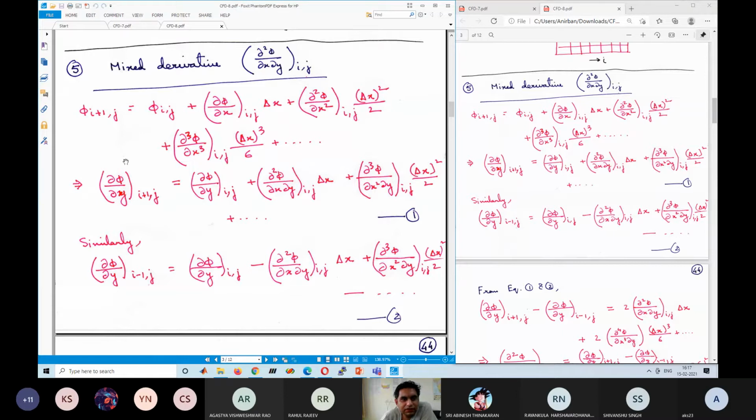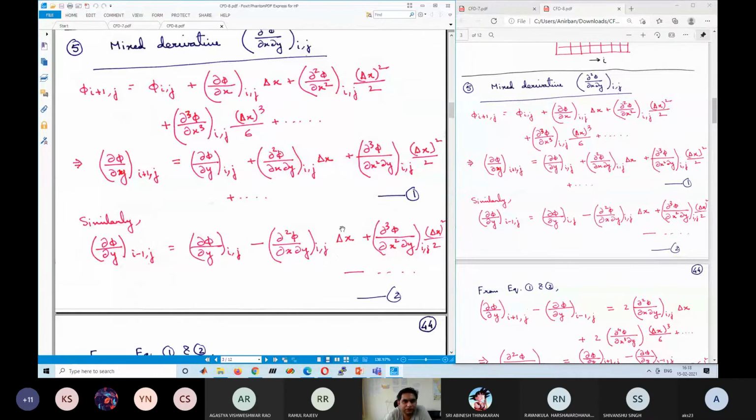Similarly, for the phi i minus 1 comma j term, there will be one equation and you can take another derivative of that with respect to y. It will yield this equation. Del phi del y at i minus 1 comma j is equal to del phi del y at ij minus del square phi del x del y at ij. Minus comes because of minus delta x. Plus del cube phi del x square del y delta x square by 2, minus again, then plus, minus, like this. Alternate terms will be negative.